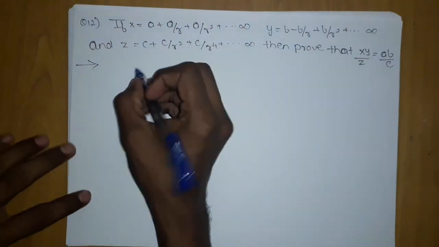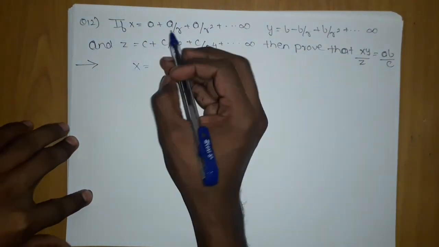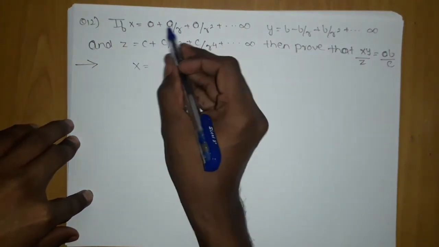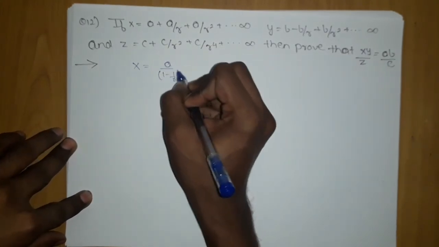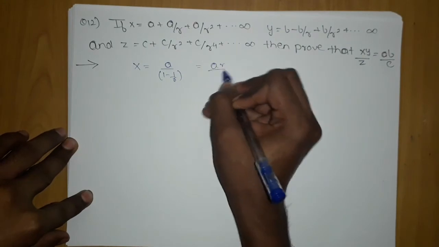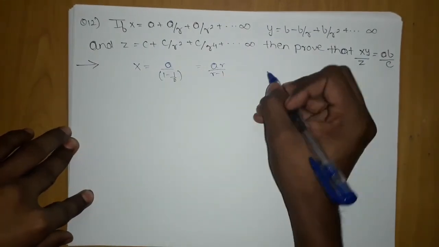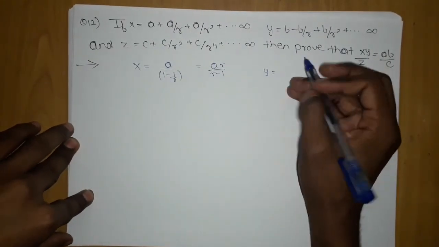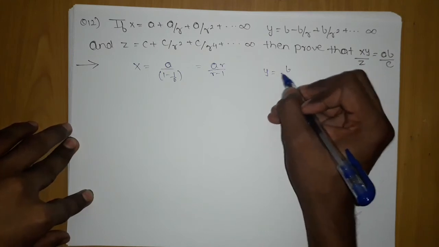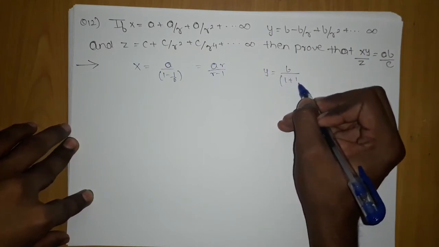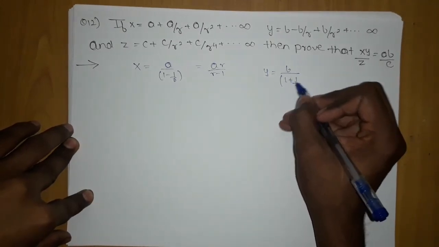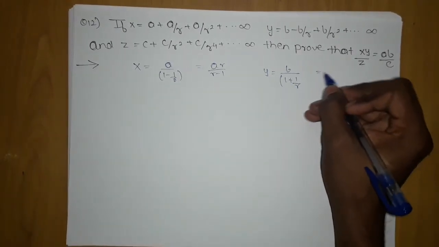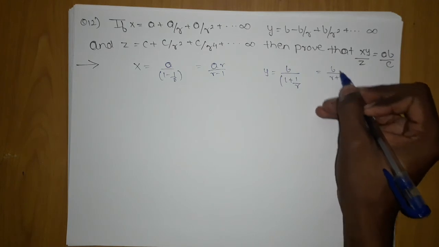Now x is nothing but an infinite GP, you can see it. If I divide this by this, I have 1 by r as my ratio, a upon 1 minus 1 by r. What you get is ar upon r minus 1. My x part is complete. For y, here the ratio is minus 1 by r, please don't get confused. 1 plus 1 by r, minus minus will become plus, and this will be b r upon r plus 1.